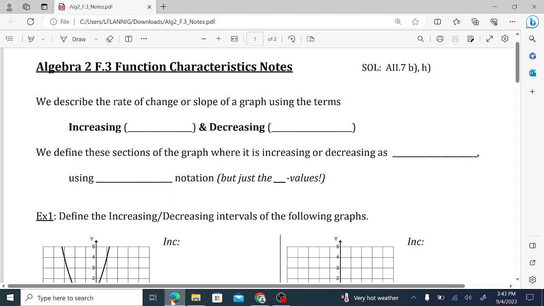COVID's a terrible thing. What we're going to do today is make sure that we talk about Algebra 2, F3 function characteristics and notes. So just work your way through me. If you need to pause the video on your own time, that's okay. You should be watching this by yourself. That way you can stop and start the video whenever it makes you feel comfortable.